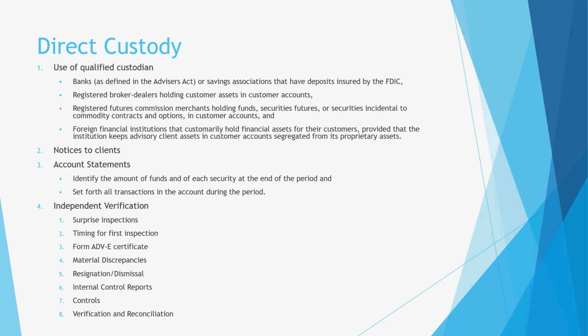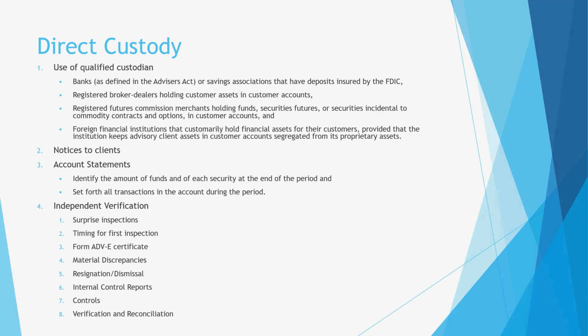So second, when you have direct custody, you have to send notices to clients. When an RA opens an account with a qualified custodian on the client's behalf, the RA must promptly notify the client in writing concerning the qualified custodian's name, address, and the manner in which the client's funds or securities are maintained. The RA must also provide prompt written notice of any changes in this information.